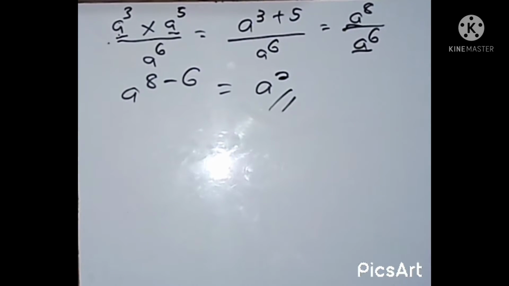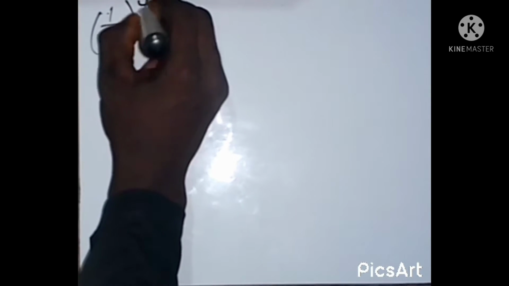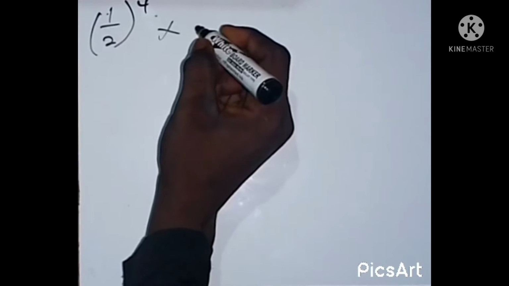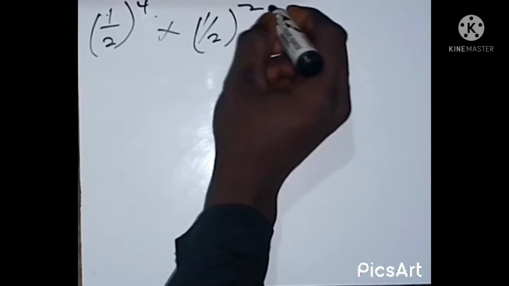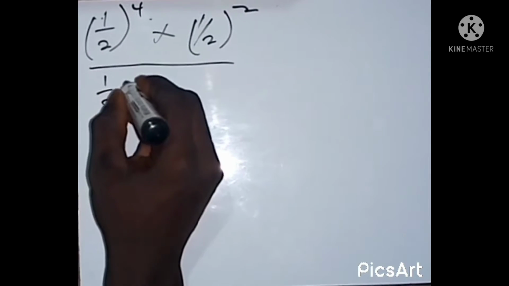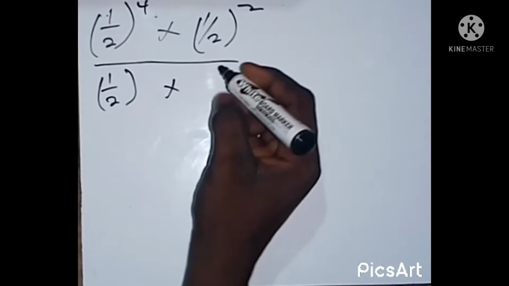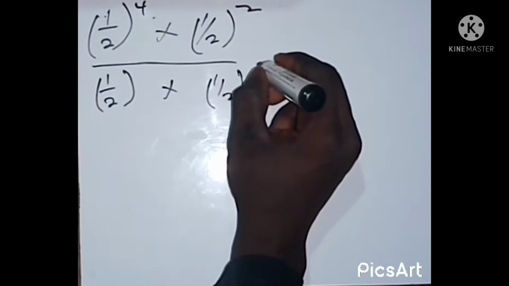Okay, let's tackle the second part of the question. That one too, we have 1 over 2 all exponent 4, multiply 1 over 2 all exponent 2, and all this over 1 over 2 with no exponent times 1 over 2 exponent 6.